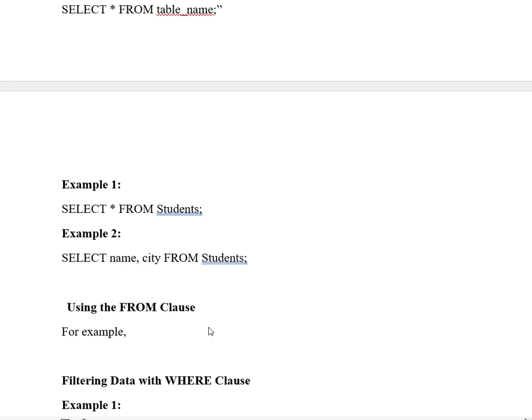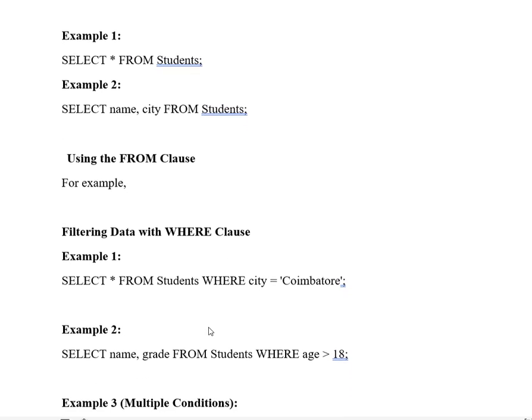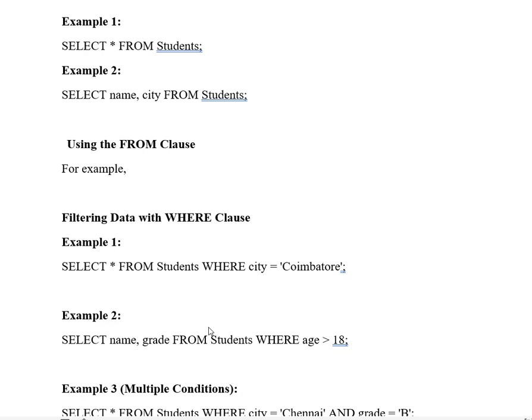Then part 3, using the WHERE clause. If you don't want all the rows but only specific ones, that's where the WHERE clause comes in. It helps us filter data based on conditions. For example, SELECT * FROM students WHERE city = 'Coimbatore'. This will show only the students who live in Coimbatore. You can also use comparison operators like equal to, greater than, less than, less than or equal to, greater than or equal to, or not equal to.